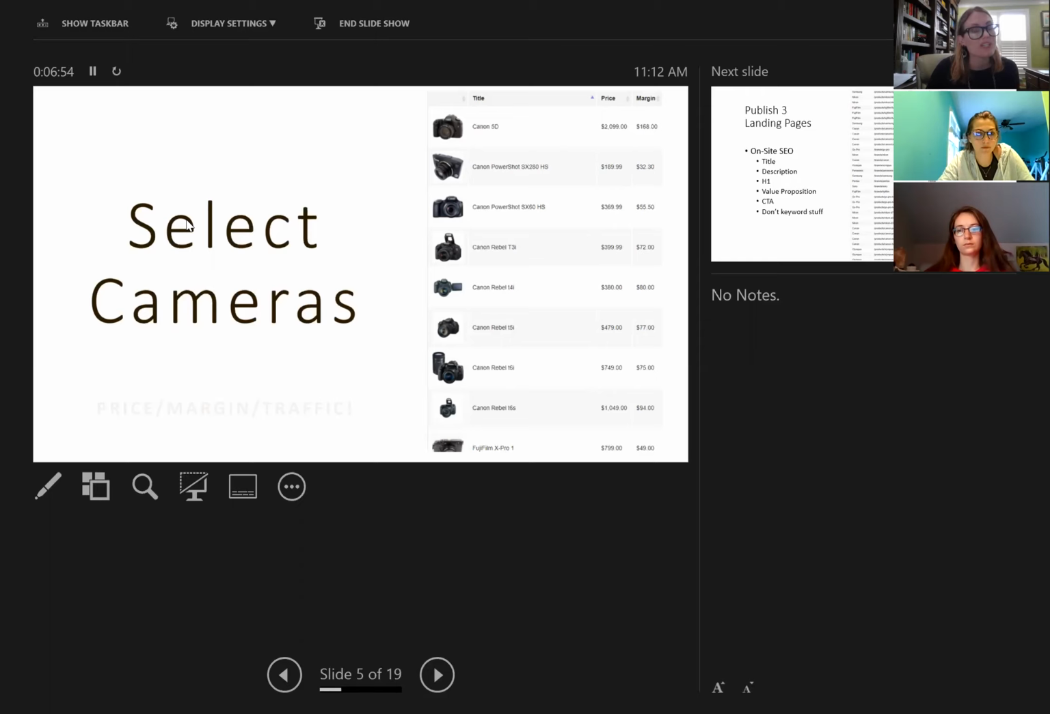Because remember, the more expensive it is, odds are you're going to get some people buying it, but not with the frequency of cheaper cameras. So you need to look at the price, the margin, but also look at traffic. Go to those keywords and pay attention to traffic. Traffic is kind of an indirect measure of demand. So if there's no traffic for the cameras, it's probably not going to sell. So use those things, price, margin, and traffic, when you're picking out which cameras you want to sell.